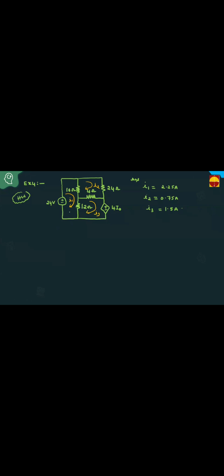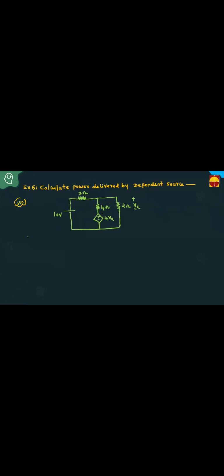Or you can take anti-clockwise I1, I2, I3. Follow one convention: all are clockwise or all are anti-clockwise. Then you calculate I1, I2, and I3. Calculate the power delivered by the dependent source. In this case, you have to calculate the power delivered by the dependent source. For this, I am giving the answer.